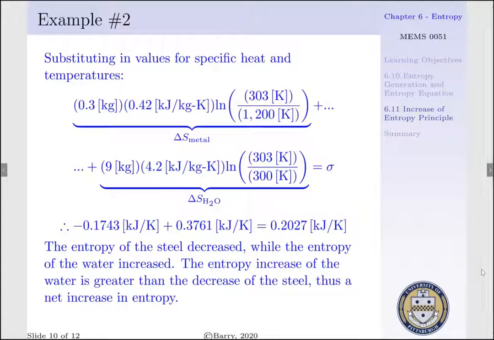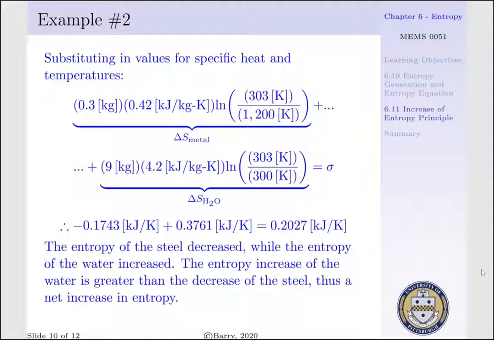When we calculate these terms, we see the entropy of our metal decreases, and by a quantity of 0.1743 kilojoule per K, whereas the entropy of our water increases by a quantity of 0.3761 kilojoule per K. Thus, our entropy produced is the sum of the change of entropy of our metal and our water, which has a value of 0.2027 kilojoule per K.